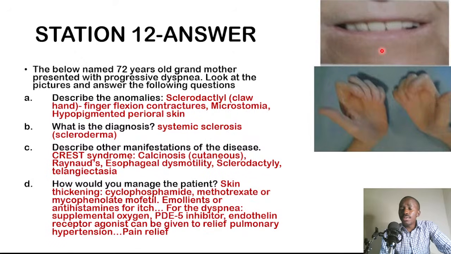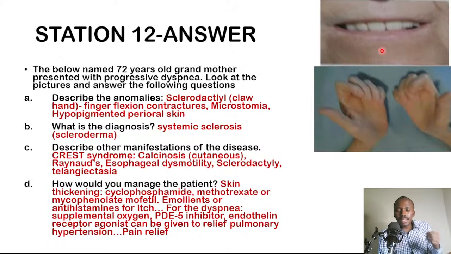Now, in systemic sclerosis, you may actually have what is known as CREST syndrome. So you are going to have, number one, calcinosis, which may be cutaneous. Number two, you may have Raynaud's phenomenon, where you have a problem affecting the blood vessels, especially the ones going to the digits, where the person may have cyanosis affecting the digits, because the blood vessels are affected in some way because of this condition. They may have esophageal dysmotility, they may have sclerodactyly, they may even have telangiectasias, which are pretty much abnormally dilated vessels.